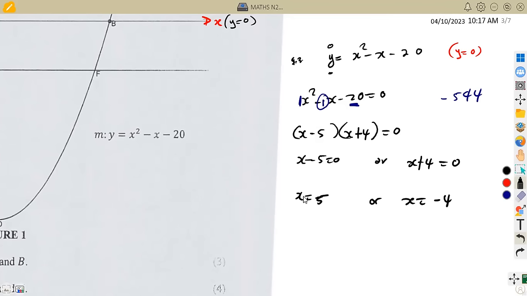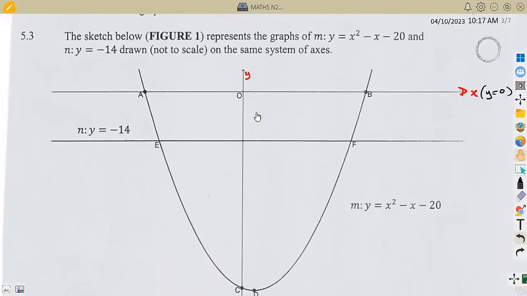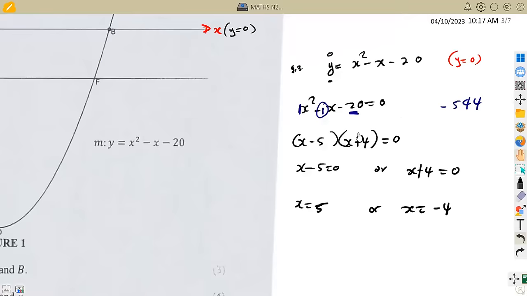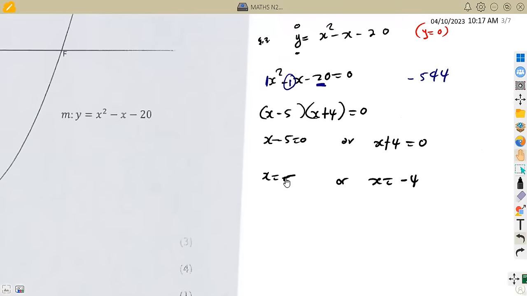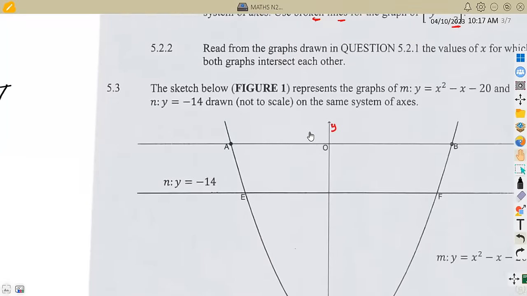negative 4. So which one is our A? Which one is our B? All right, we check according to the points that we have. A is on the left side of the Cartesian plane, so that means it's a negative. B, it's a positive. So here we have got negative 4, that's for A. 5 is for B. So our A in this case is negative 4, 0, and our B is 5, 0. Remember, this is x coordinate where y is equal to 0.